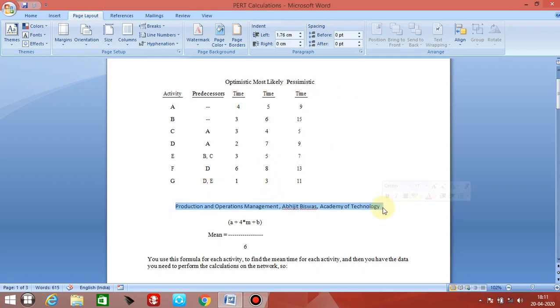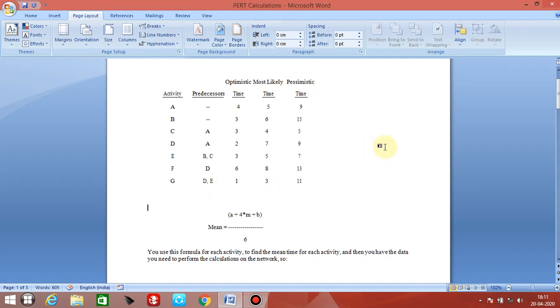Today we will try to calculate, or rather try to find the critical path. Similarly, when will the project complete within due time? All these calculations are done with the help of PERT, that is the Program Evaluation and Review Technique. Now a problem is given here.